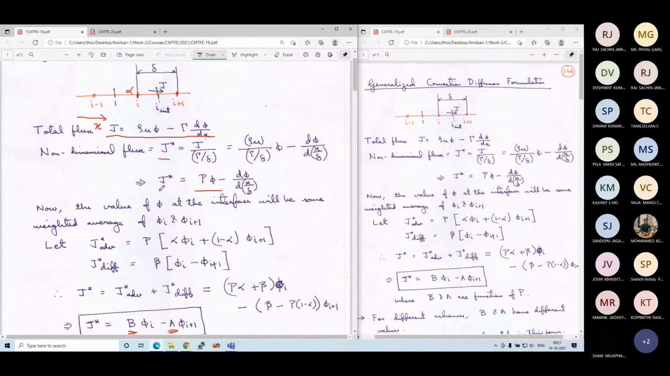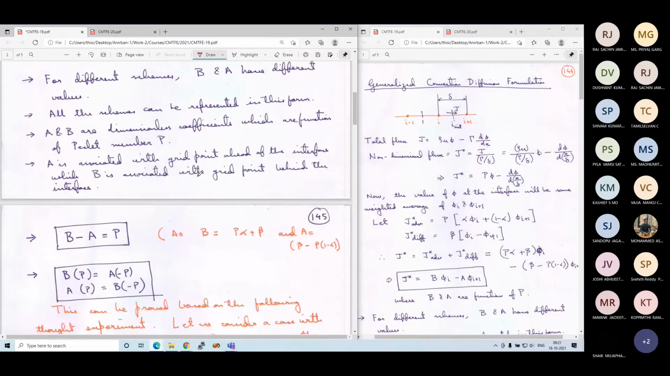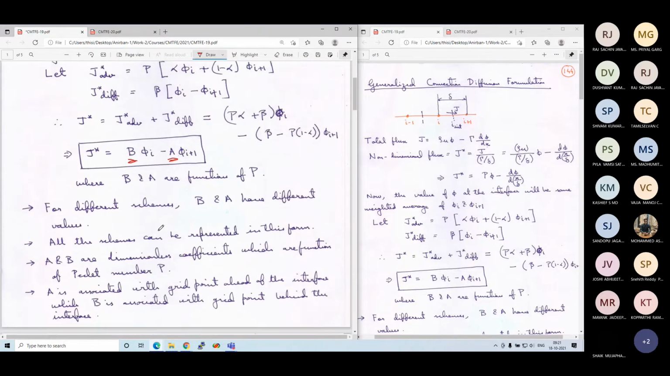Obviously, B and A will be different at this point, because they are functions of the Peclet number, and the Peclet number can be defined at these two locations. The Peclet number can change at each point depending on the situation. So all these schemes can be represented in this form. We will see what this form is.